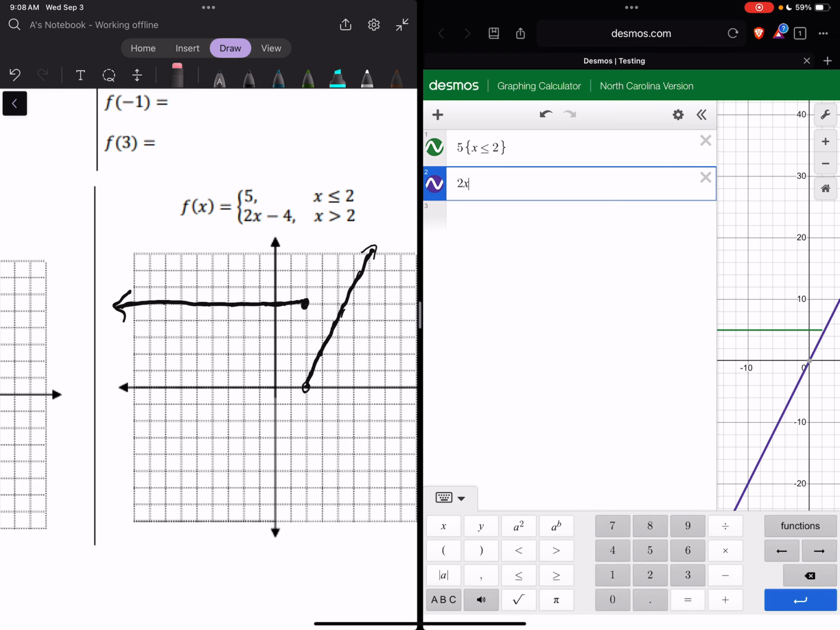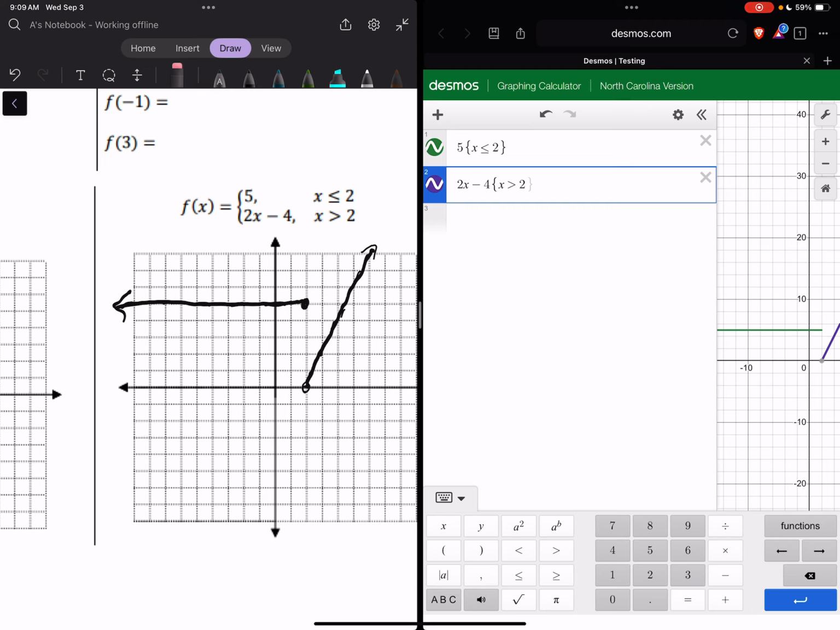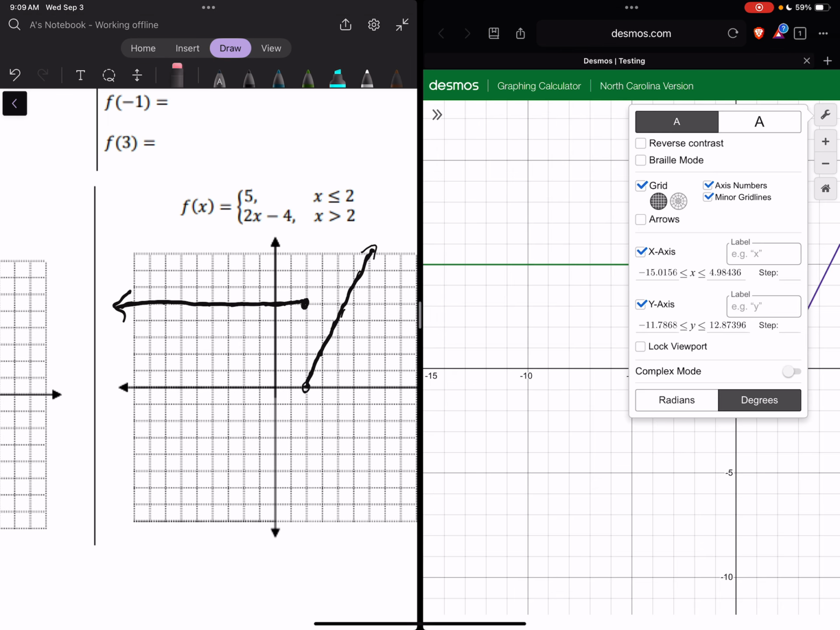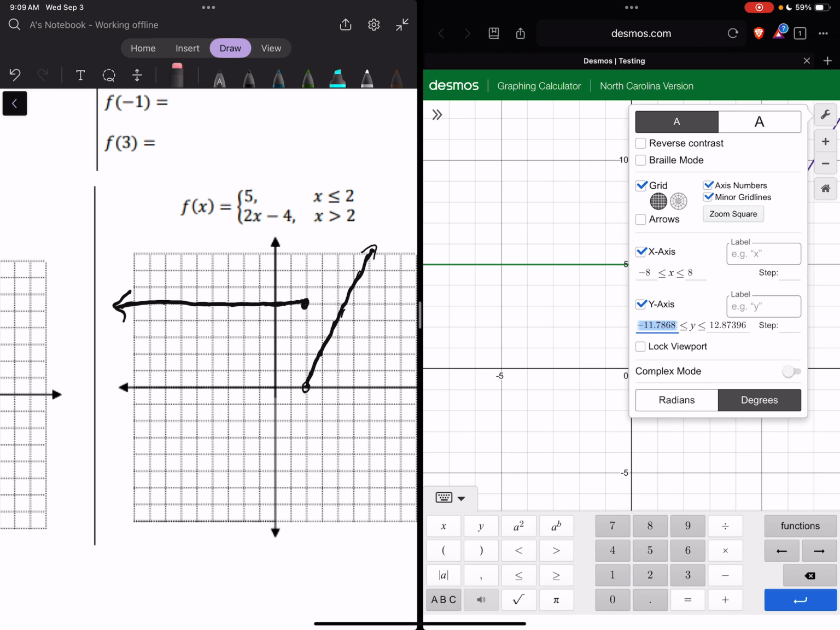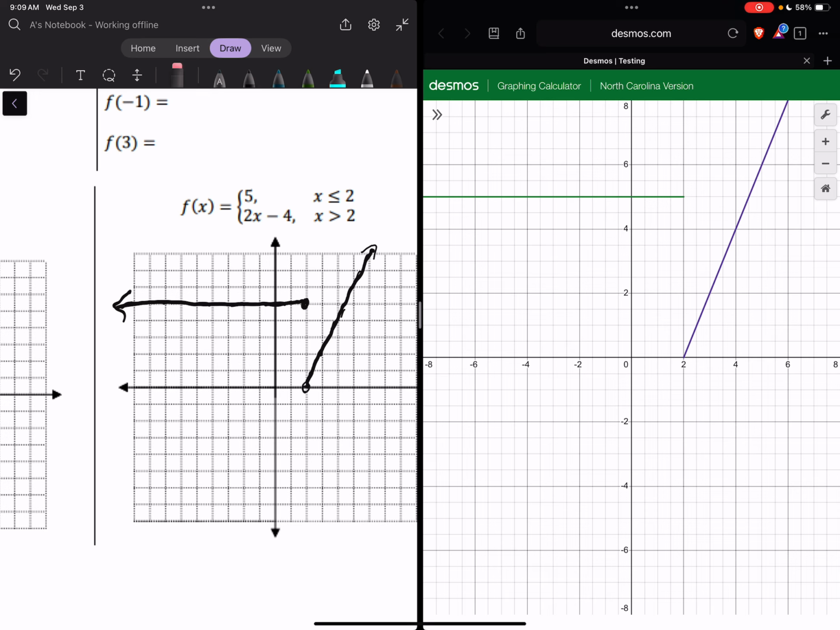For my second function, 2x minus 4, where x is greater than 2. Now, one more recommendation, I have the functions typed in. I'm going to close that out, and I'm going to change my grid to match my graph. This is an 8 by 8, well, 16 technically, but 8 on each side. So negative 8 to positive 8, negative 8 to positive 8. My graphs should match at this point.